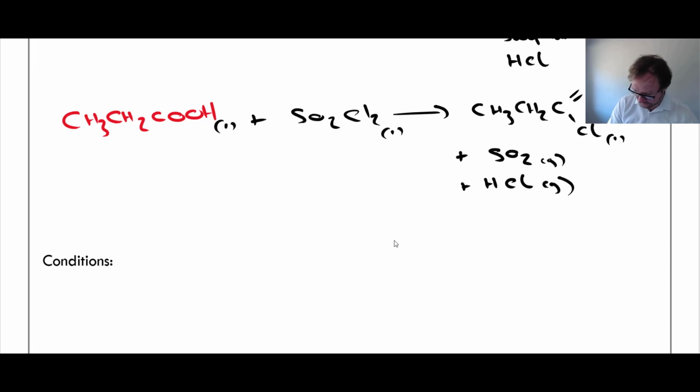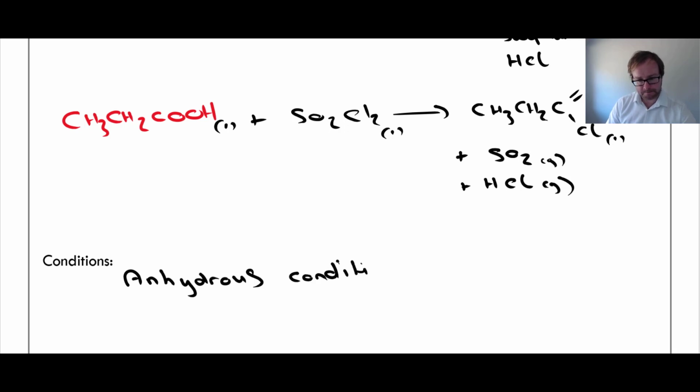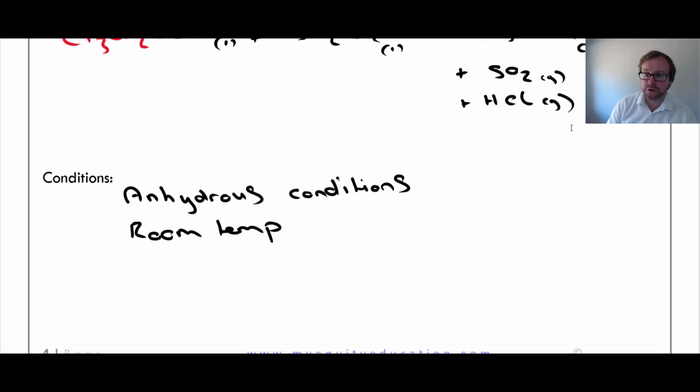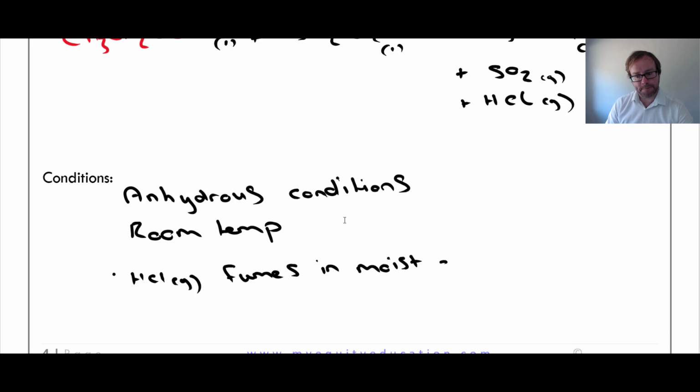Okay, conditions. So the conditions are important. So we need to make sure that we have anhydrous conditions, and it happens at room temperature, and the reason being is because we produce this hydrogen chloride gas. So if we produce this hydrogen chloride gas, HCl gas will fume in moist air. And we don't really want lots of HCl gas knocking around because it's not very nice.